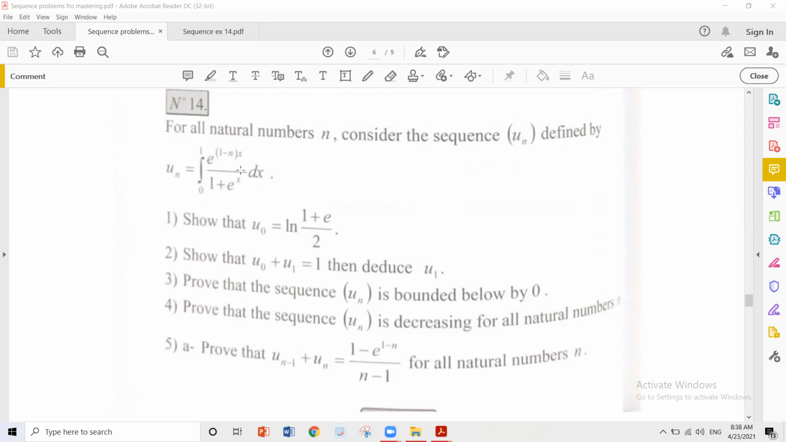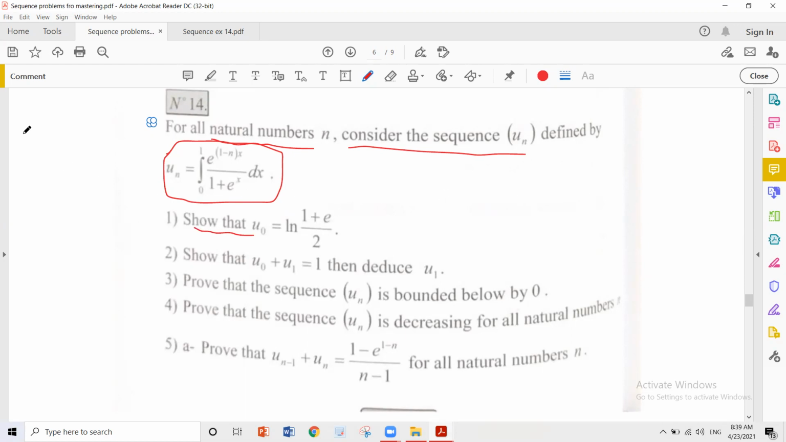Okay, let's start. Exercise 14. It is about integrals, so pay attention. Consider, for all natural numbers n, the sequence un defined by un equals the integral from 0 to 1 of e to the power 1 minus nx over 1 plus e to the x dx. Part 1, show that u0 equals ln of (1 plus e) over 2.